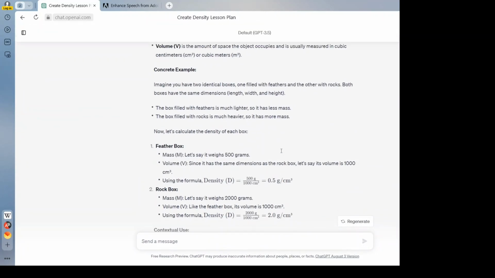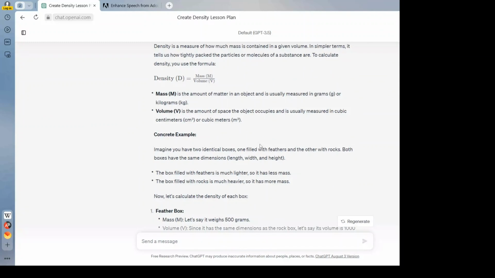So this one sounds good. There are two identical boxes. One is filled with feathers and the other one is filled with rocks. Both of them have the same volume. The box filled with feathers is lighter. The box filled with rocks is much heavier. So we can say the box with rocks has a higher density.